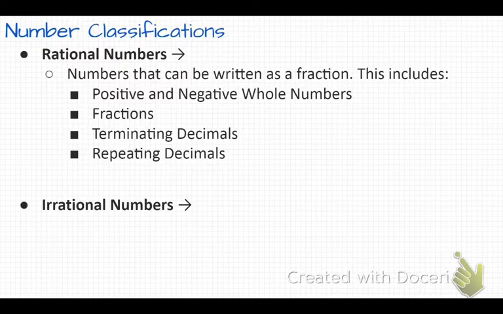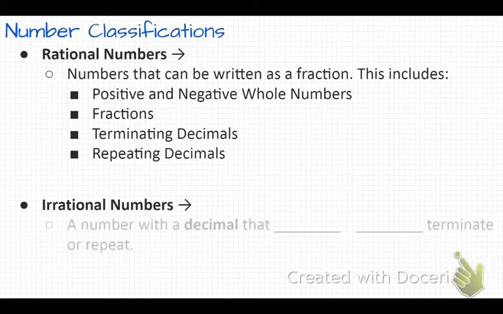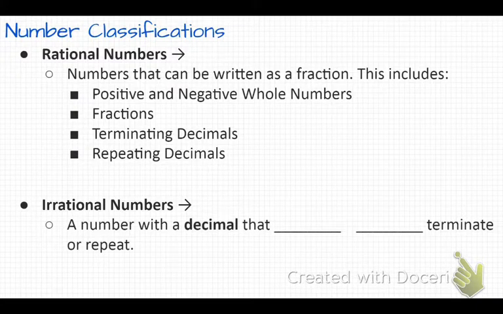Now we have irrational numbers. So we have rational and irrational numbers. Our irrational numbers, this is a number with a decimal that does not terminate or repeat. So these are the ones that go on forever. So they have the dot dot dot, or the ellipses, or they just go on forever. They don't end and they don't repeat. It's just a string of numbers. Notes in pen. Yeah, you can take your notes in pen. Just homework is in pencil.